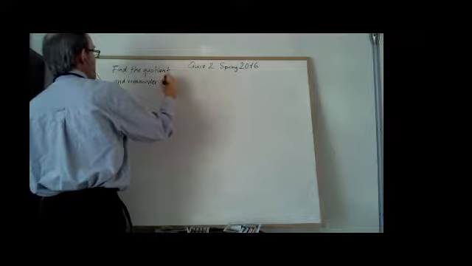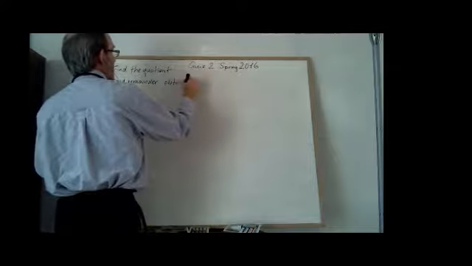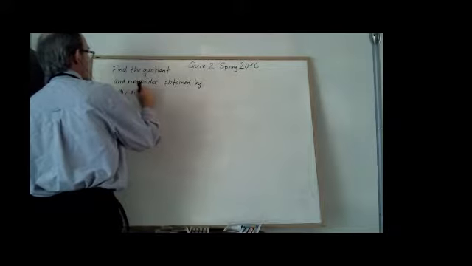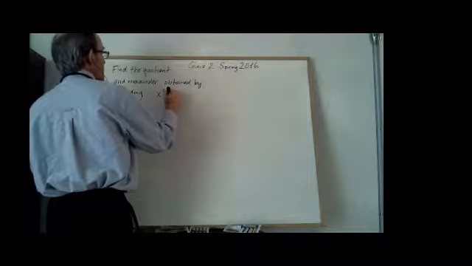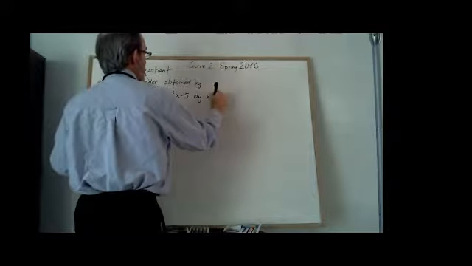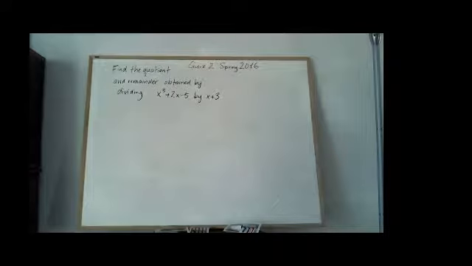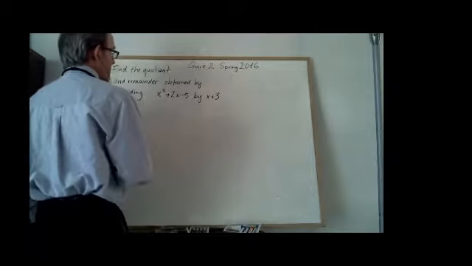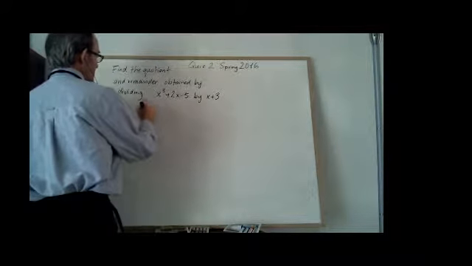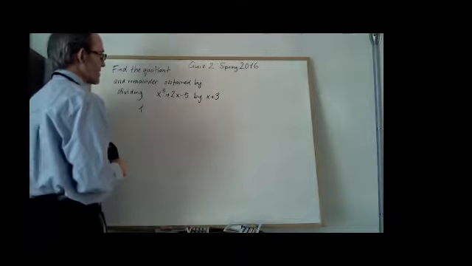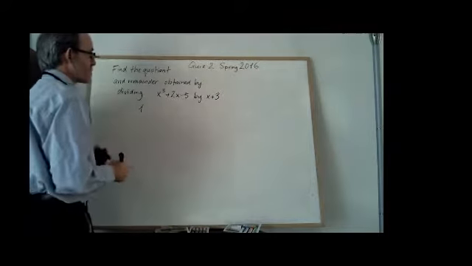Find the quotient and remainder obtained by dividing x cubed plus 2x minus 5 by x plus 3. Okay, so the simplest way might be using synthetic division. So I'll just do it that way. But you could also use long division.